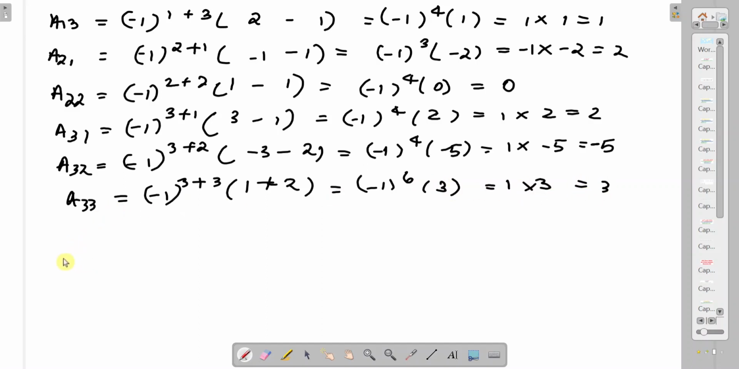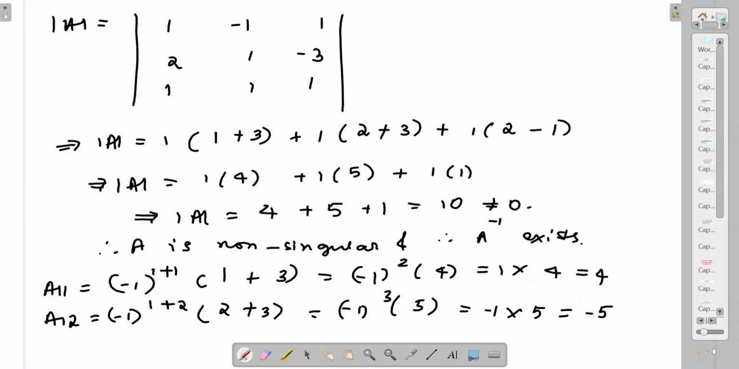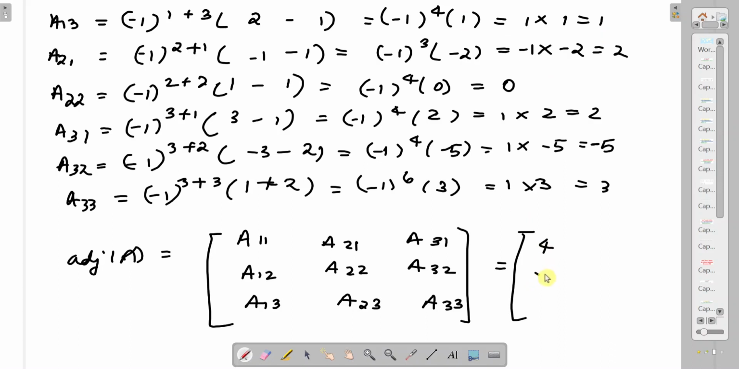Okay, so what will be adjoint of A? Adjoint of A will be, directly I am writing the transpose of the matrix here: A11, A12, A13, right, A21, A22, A23, then A31, A32, A33. Okay, so what you will get here? A11, A12, A13, 4 minus 5, 1. Okay, then A21, A22, A23 we have not found out.